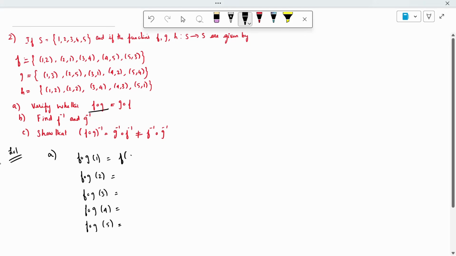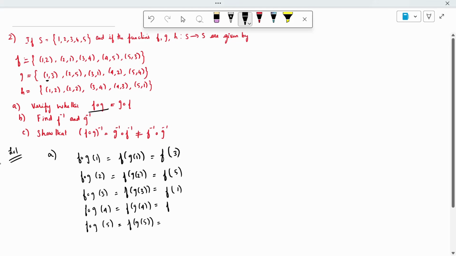It's nothing but F of G of 1, F of G of 2, F of G of 3, F of G of 4, F of G of 5. Now F of G of 1 is nothing but G1 is mapped to 3, so F of 3. F of G2: G2 is mapped to 5. 3 is mapped to 1. 4 is mapped to 2. 5 is mapped to 4.